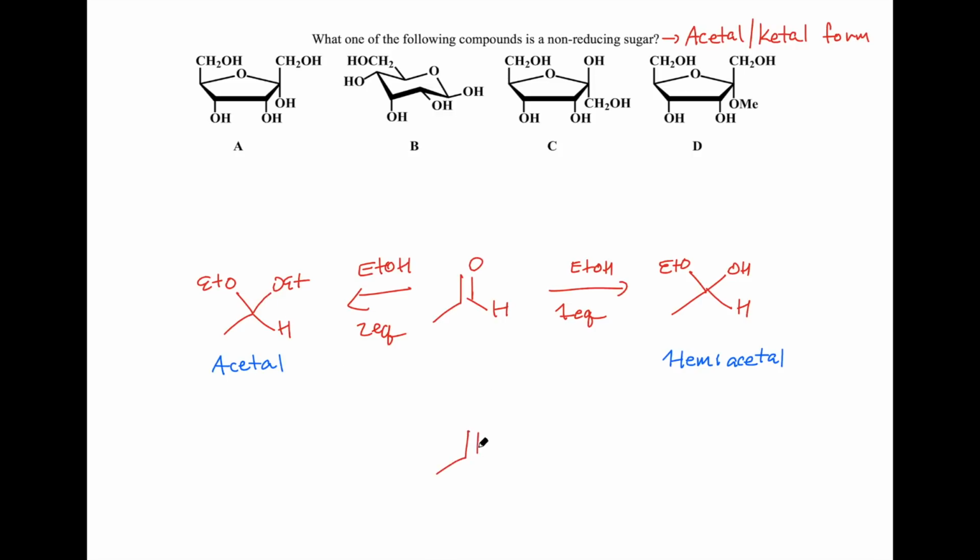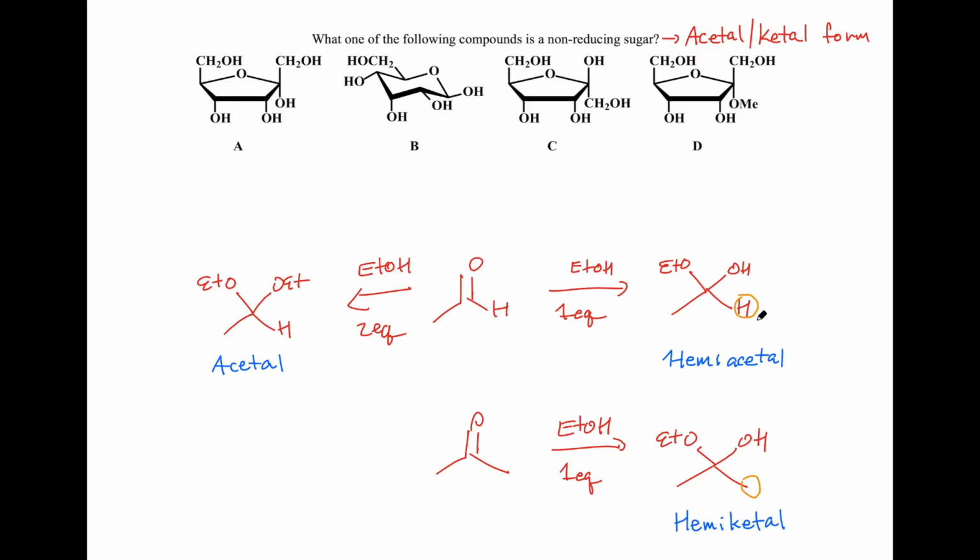Okay, so now we have a ketone, and I'm going to show a ketal here. If we have one equivalent of ethanol, it's the same thing as the acetal, but notice now we have a carbon here instead of a hydrogen. That's really the only difference: we have this hydrogen here as opposed to a carbon here. So this is actually called a hemiketal.